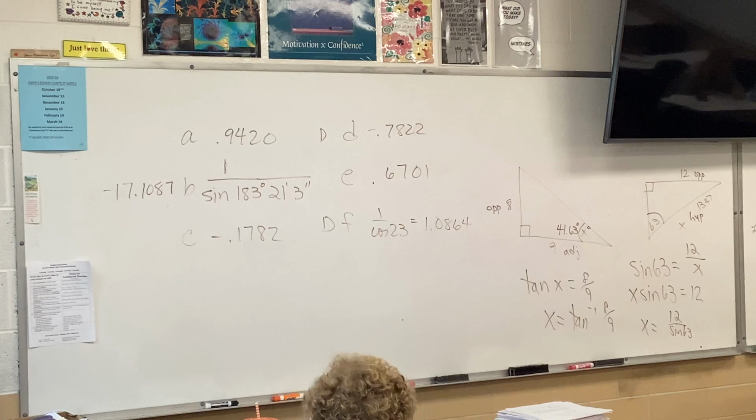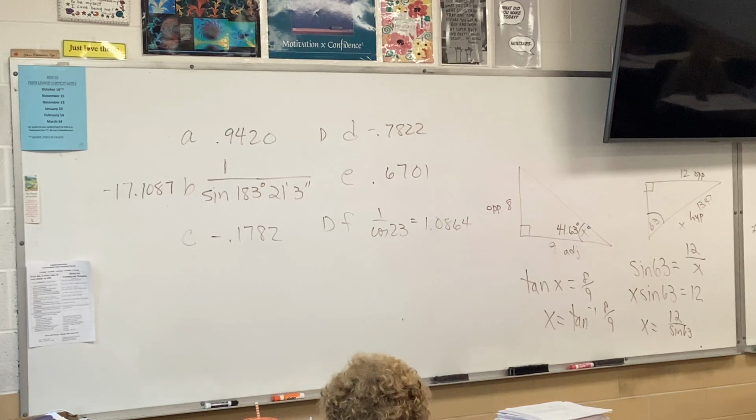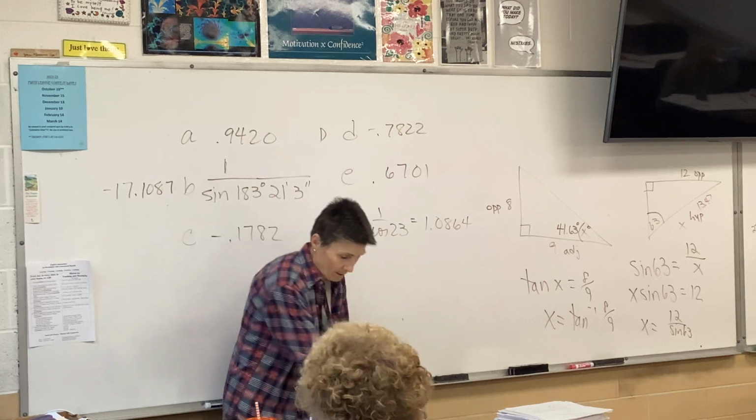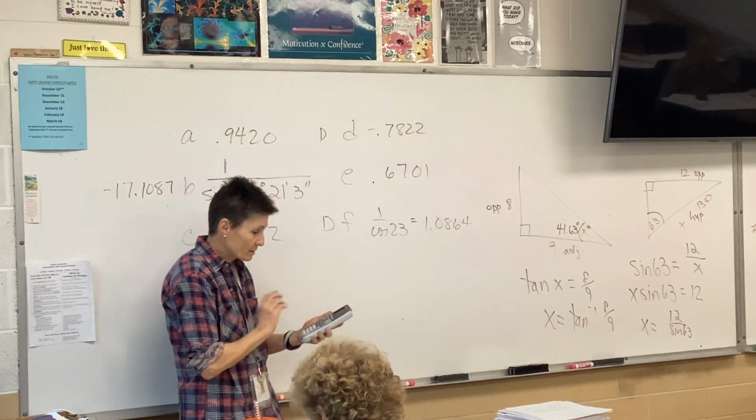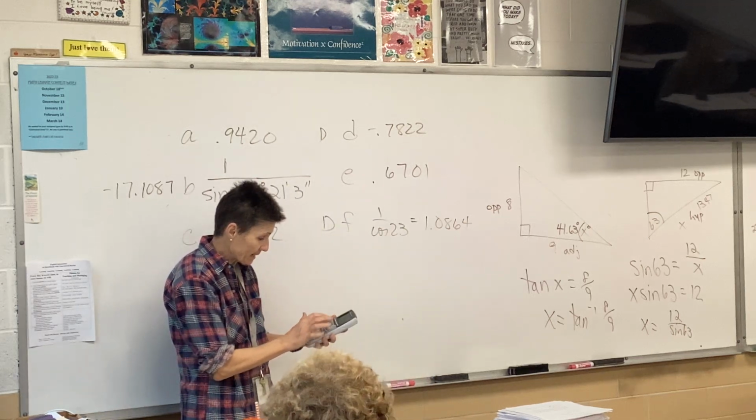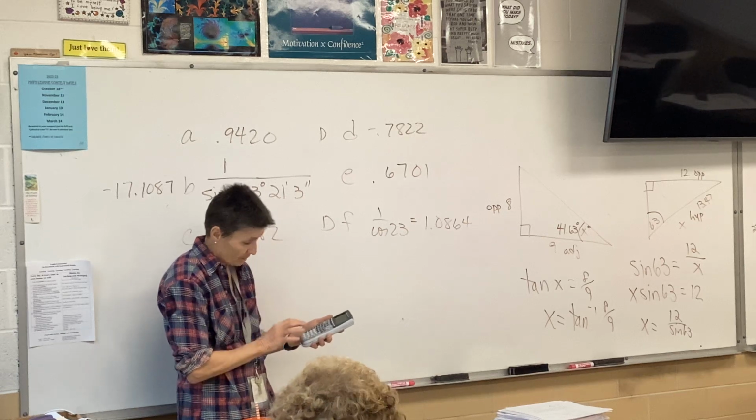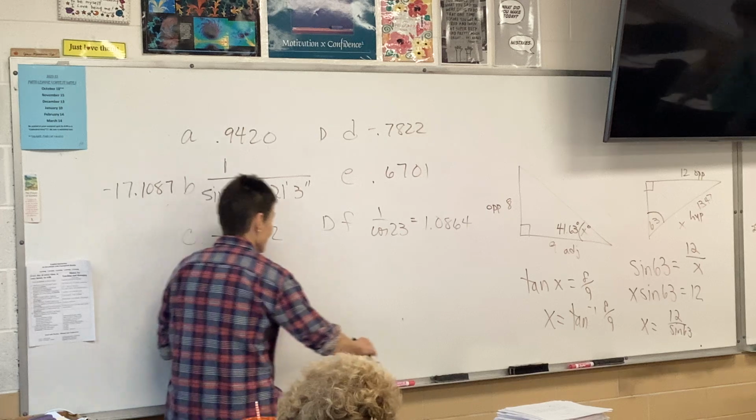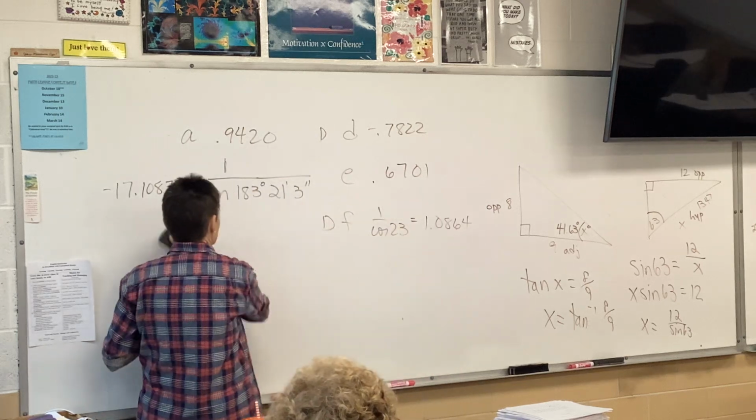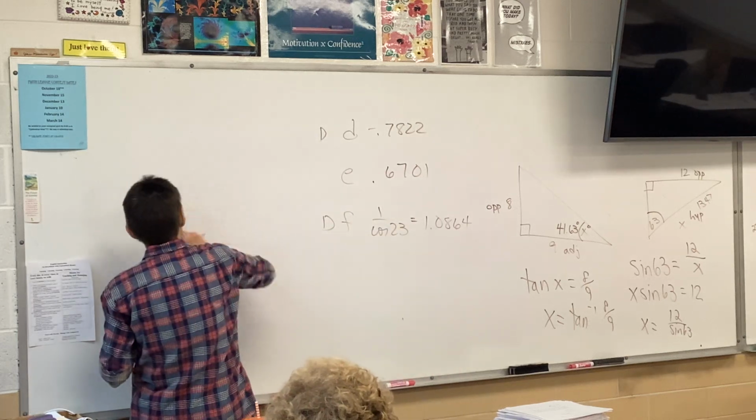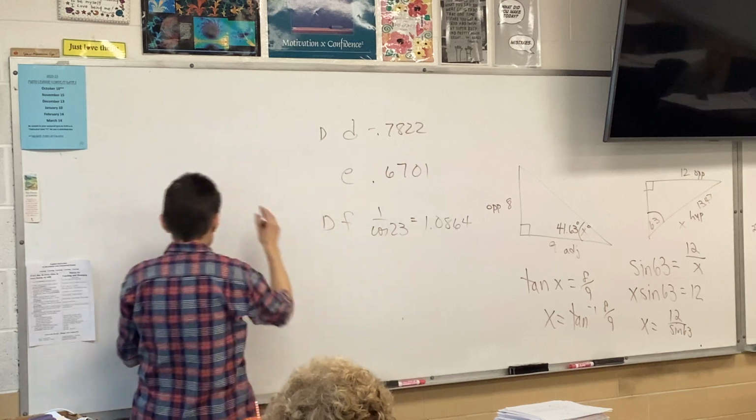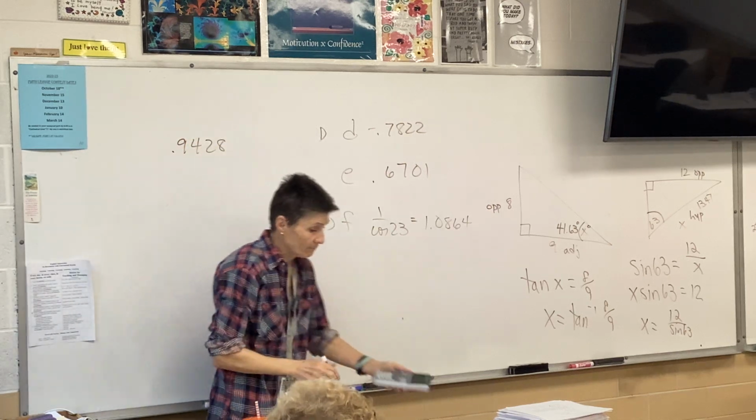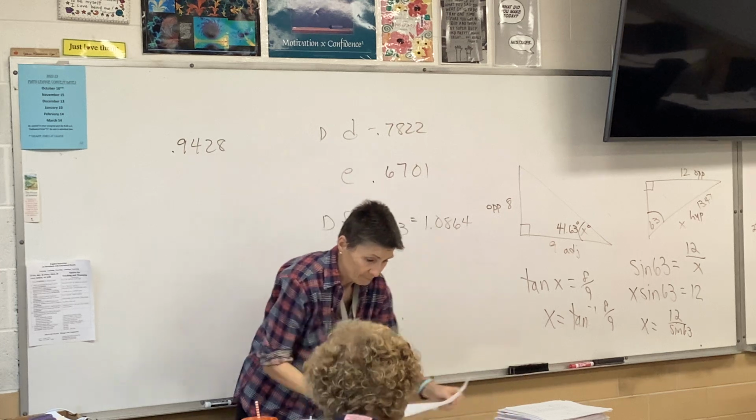All right, and that's gonna give me my decimal answer. So my decimal answer, I'll type cosine, second sine, 1 divided by 3. So what did we get for our decimal answer? 0.9428, that's exactly right. That's my decimal answer, 0.9428.